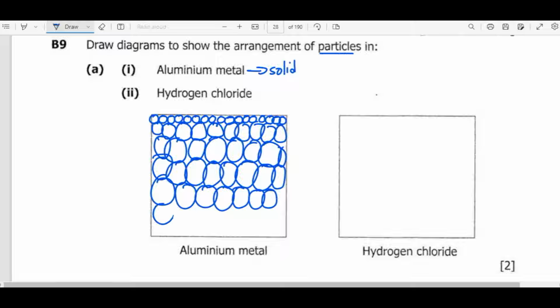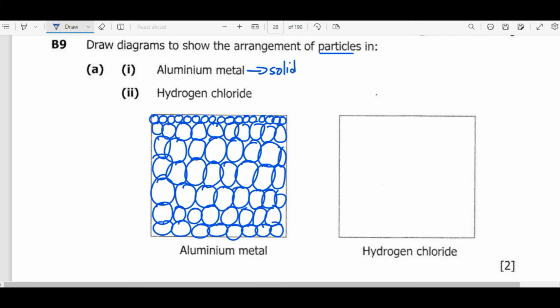But when drawing, just use the same size circles. The reason why I'm using bigger circles, I don't want to use a lot of time on this question. So this is what they want since it's a metal.